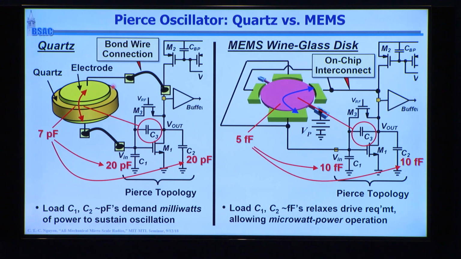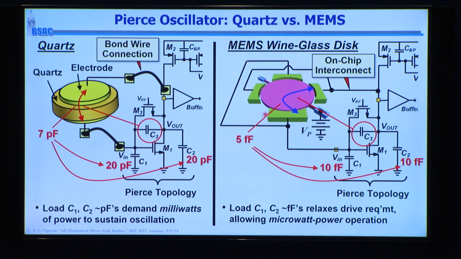That C naught is this capacitor between the electrodes around the device. So for quartz on this side, that's 7 picofarads. And if you're designing a Pierce oscillator, if you have 7 picofarads across the gate to drain of your drive transistor here, you need to hang some large shunt capacitors here to compensate for that so that you retain the gain to actually get oscillation. And so those capacitors for quartz typically are 20 picofarads out here. Well, to drive 20 picofarads takes a lot of energy, and that's why your quartz crystal oscillators are usually consuming milliwatts in order to get certain phase noise performances or jitter performances that we need in a lot of our modern systems.